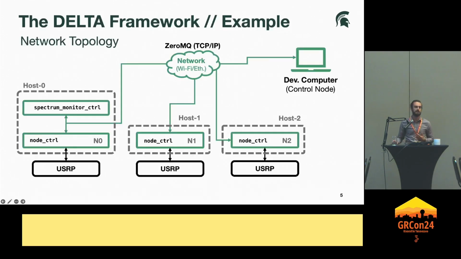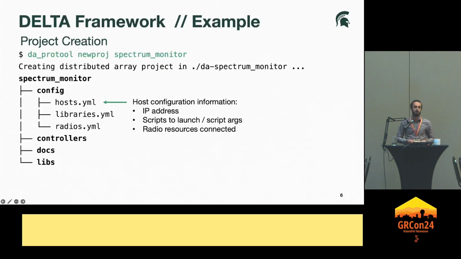Just to give a quick example of how this might work, say we wanted to create a distributed network spectrum monitoring application. In this case, we have 3 hosts, and we want to have a spectrum monitor controller running on one of those hosts. Each of them is connected to a USRP. We want to monitor and control that from a dev laptop. So we'd run DA Pro tool new proj, spectrum monitor.